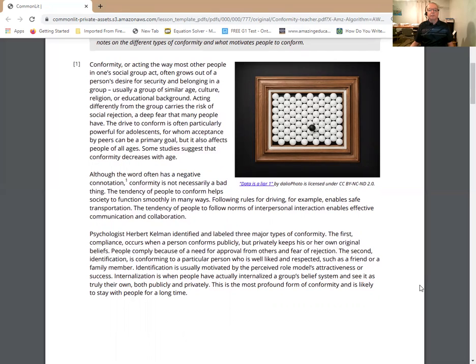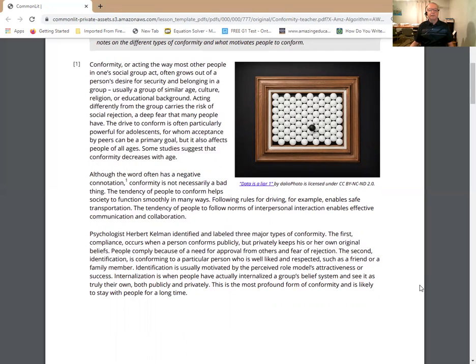Psychologist Herbert Kelman identified and labeled 3 major types of conformity. The first, compliance, occurs when a person conforms publicly but privately keeps his or her own original beliefs. People comply because of a need for approval from others and fear of rejection.